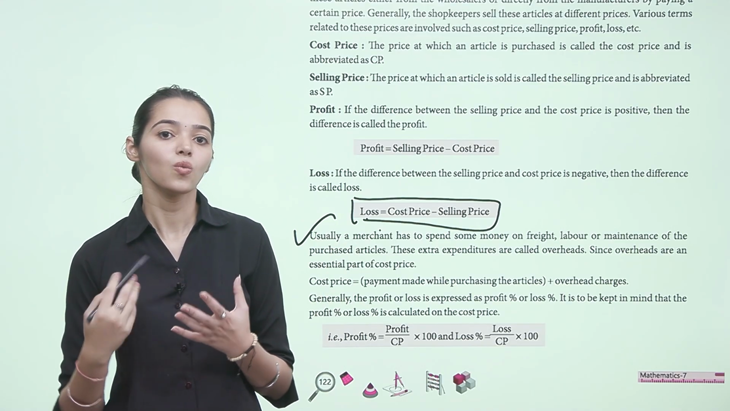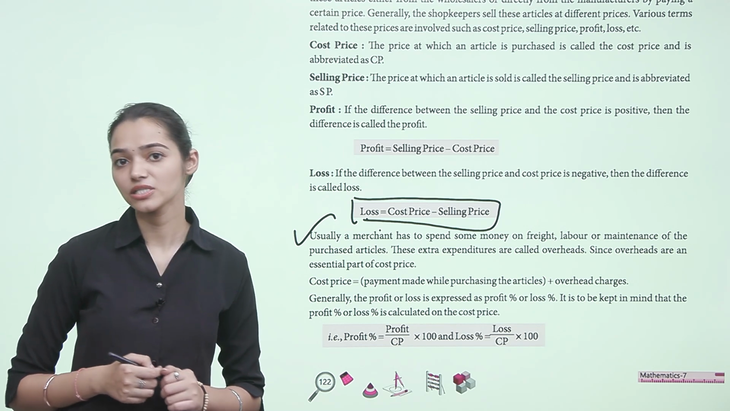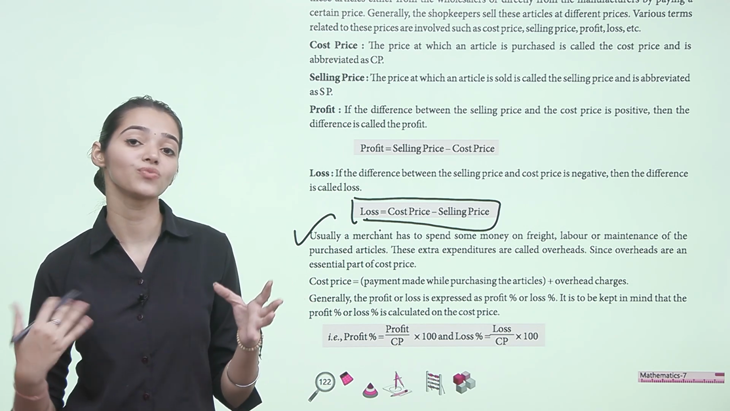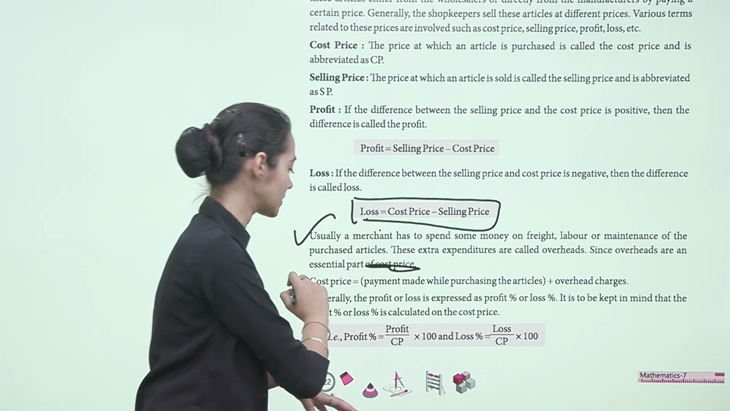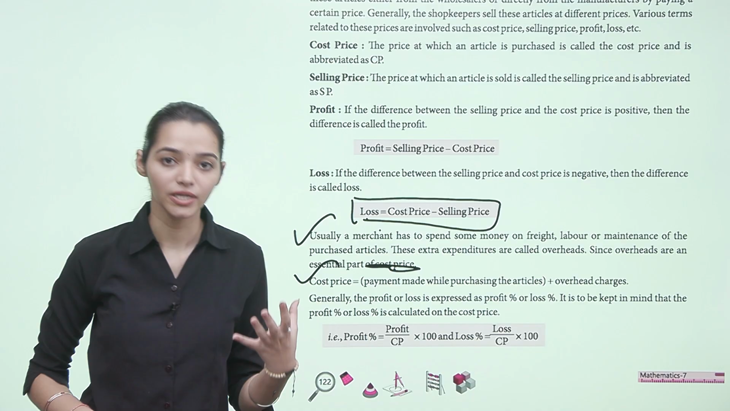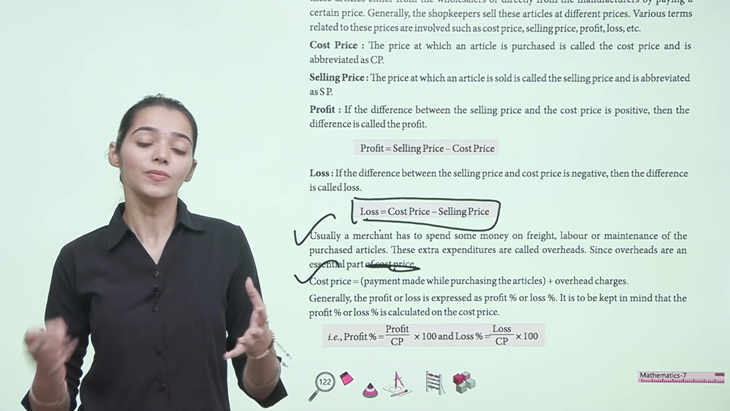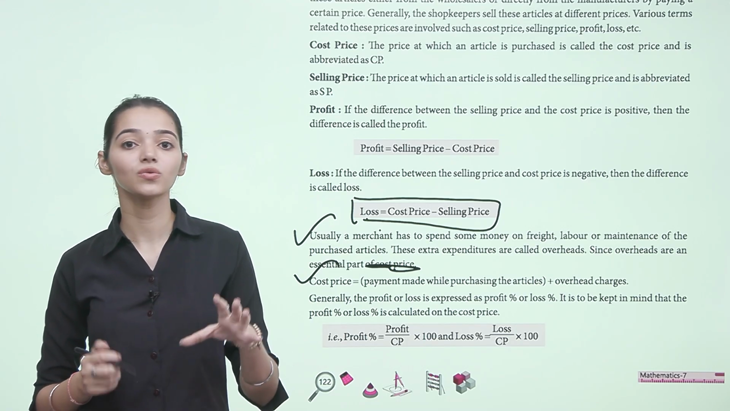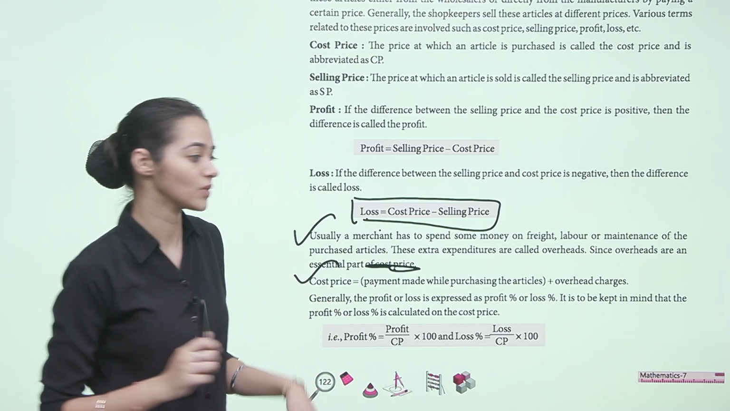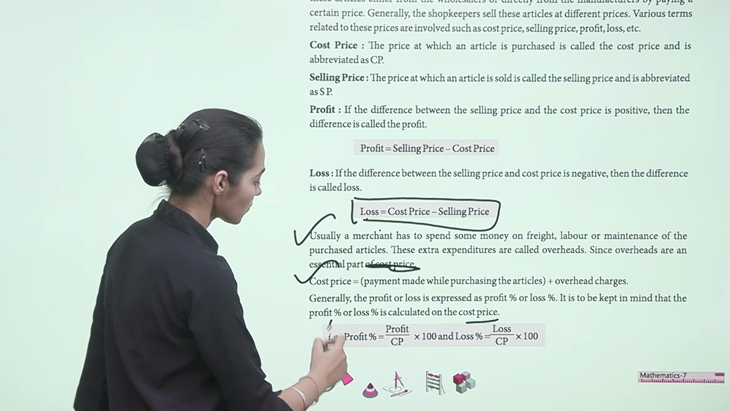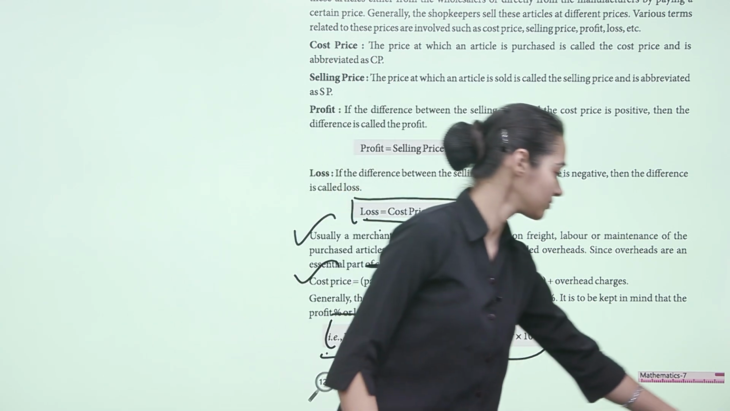Now what does a merchant usually do? A merchant has to spend more money on freight, labor or maintenance on the purchased article. These extra expenditures are called overheads, and overheads are an essential part of the cost price. Now what is the cost price? Cost price is the payment which a merchant has given while purchasing that article plus the overhead charges. Generally profit and loss is expressed as profit percent or loss percent, and keep in mind that profit percent or loss percent is calculated on the cost price. So profit percent is profit by CP into 100 and loss percent is loss by CP into 100.